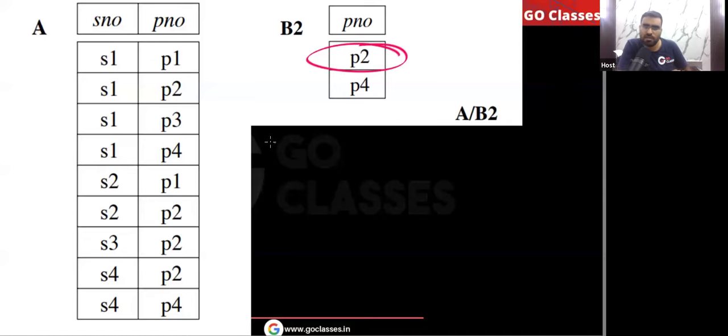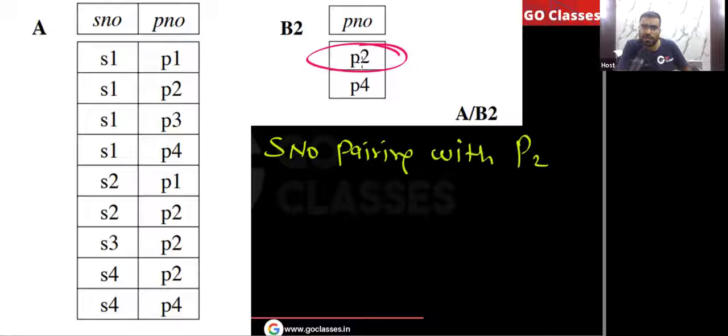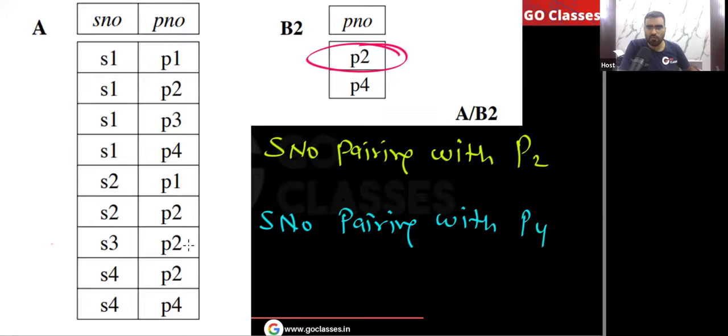Are you understanding? See, I find S numbers pairing with P2. Please understand, I find S numbers pairing with P2. I also find S numbers pairing with P4. Then tell me, what is my desired answer?